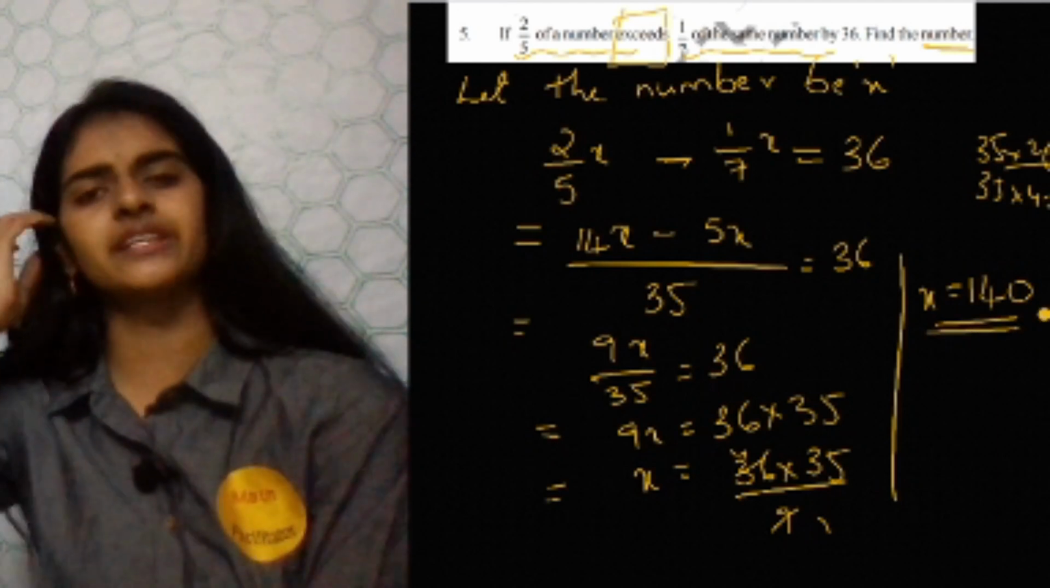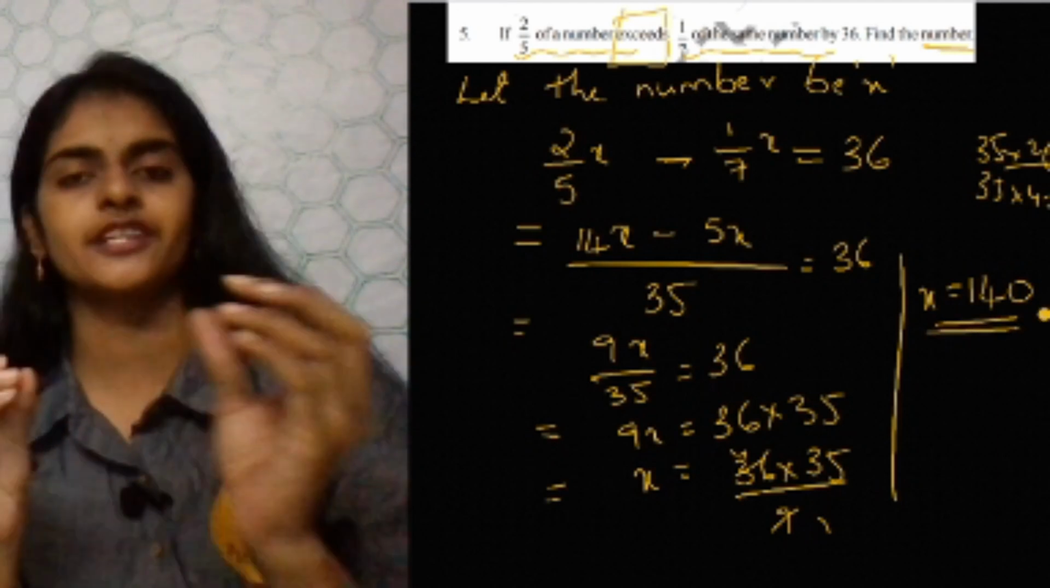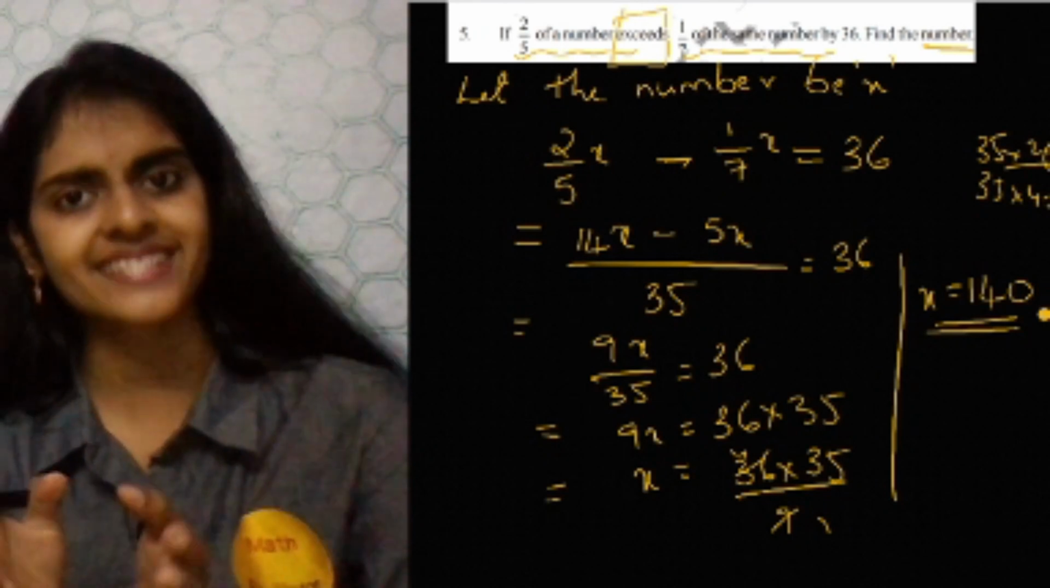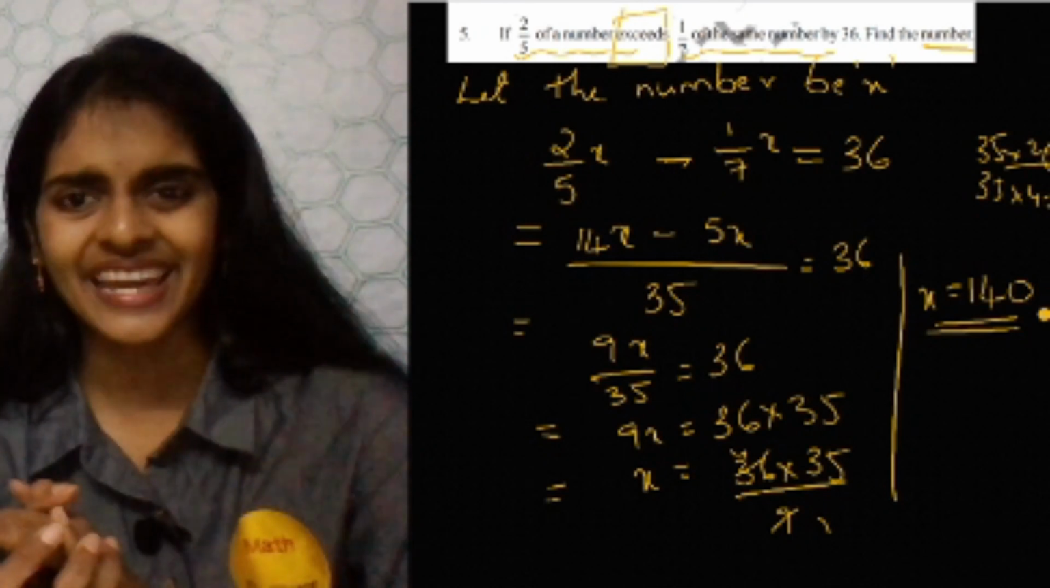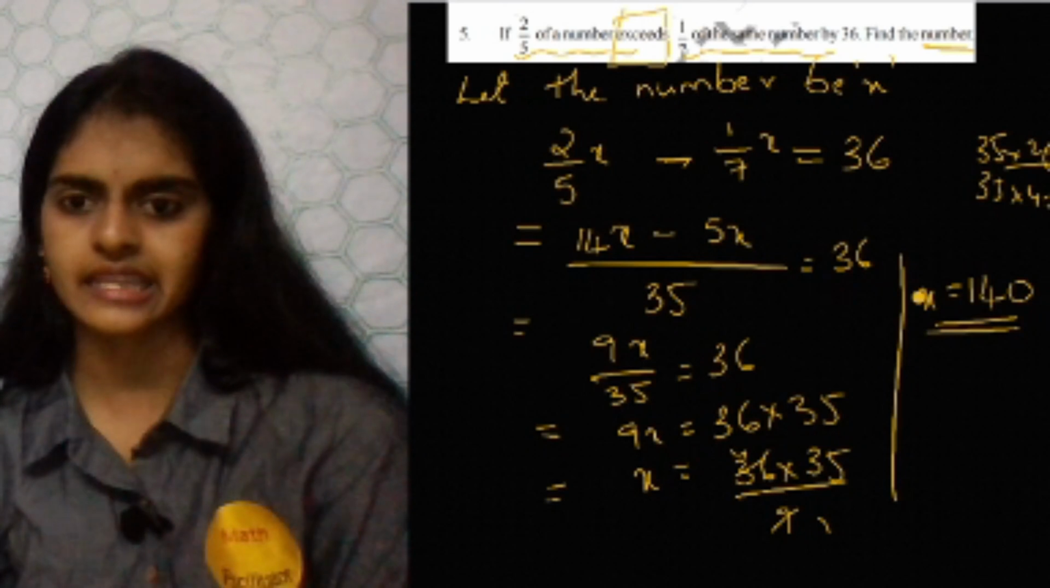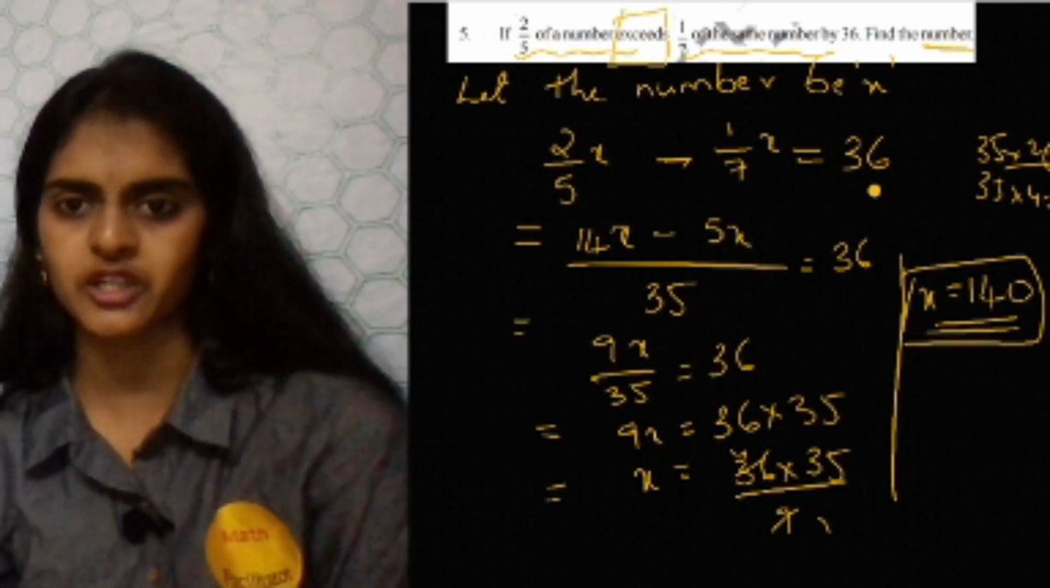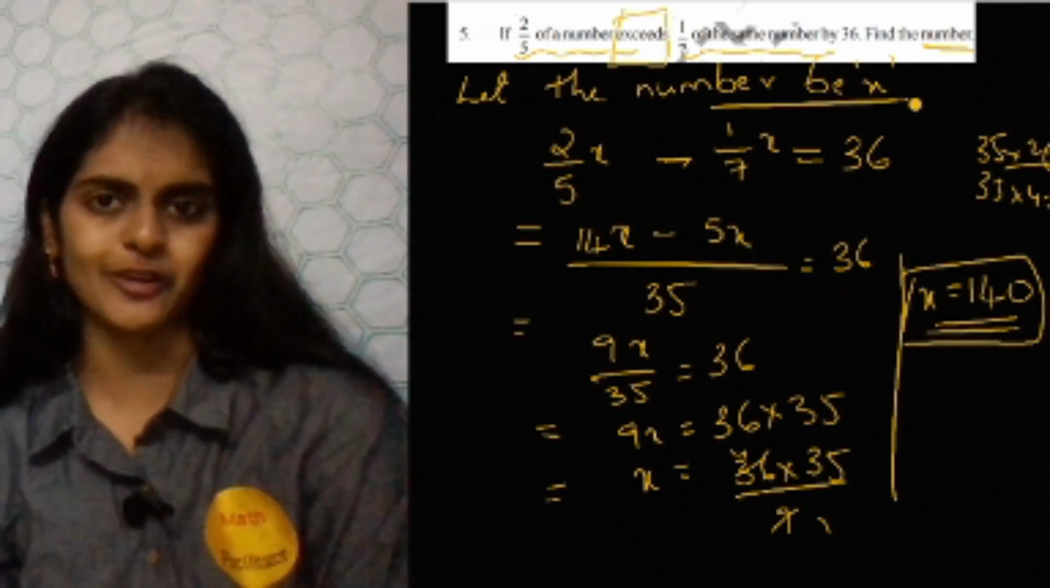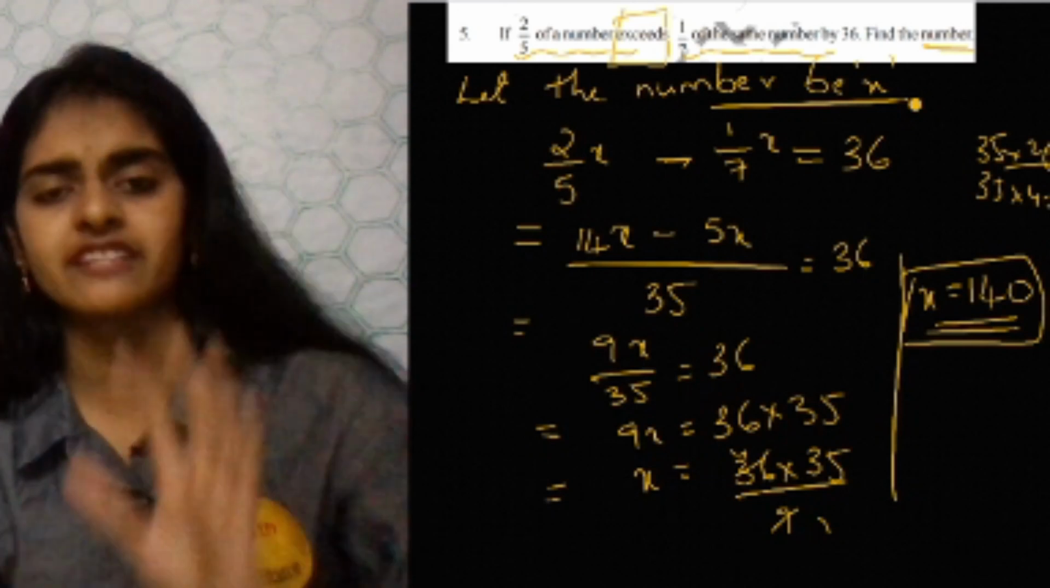So these simple tricks will make your maths easy. Only thing you have to do is practice doing maths and do follow me. So the answer is 140. So x is 140, which means the given number is 140. Today we have solved till 5 problems.